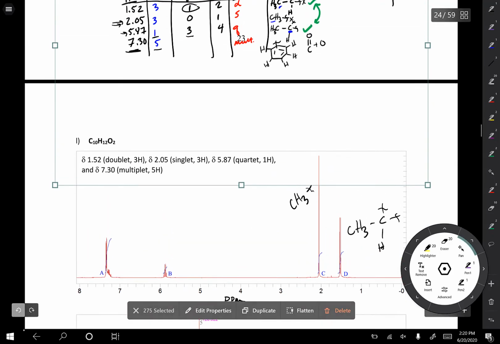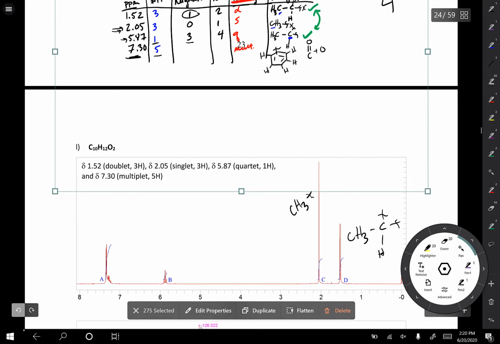We've got 5.87. We know that this is a CH, but we already know that it's a quartet. And we can confirm this. Look at this. Look at that quartet. It's beautiful. So this is talking about this CH. We know it's bound to a CH3, and we're not really sure what else it's bound to. And then our multiplet here, we know, is our benzene ring. Okay, hopefully you're with me now.